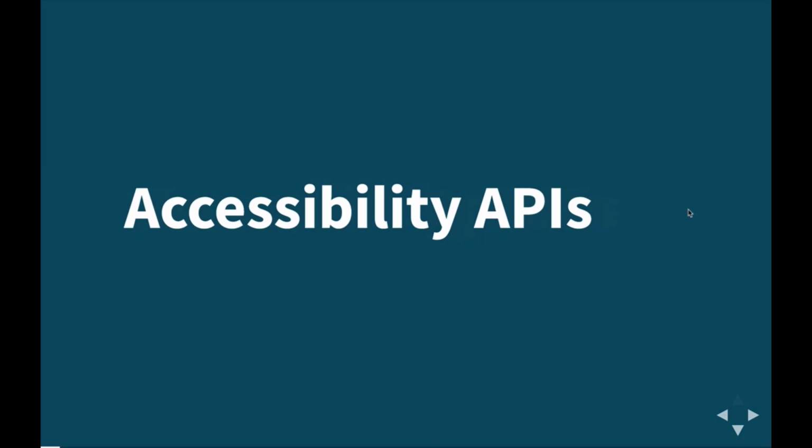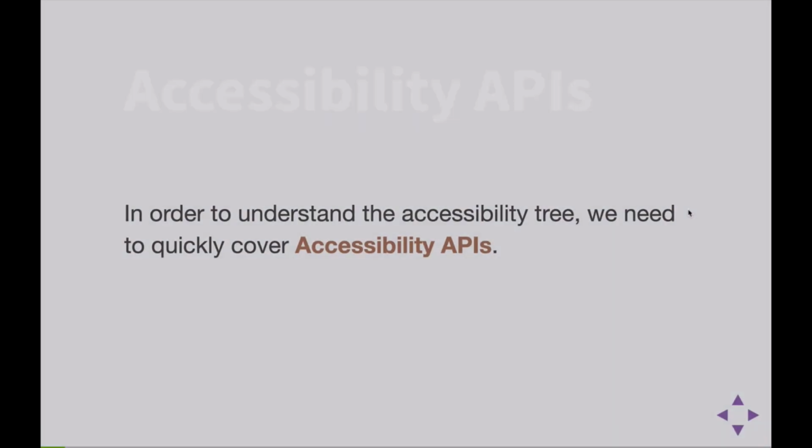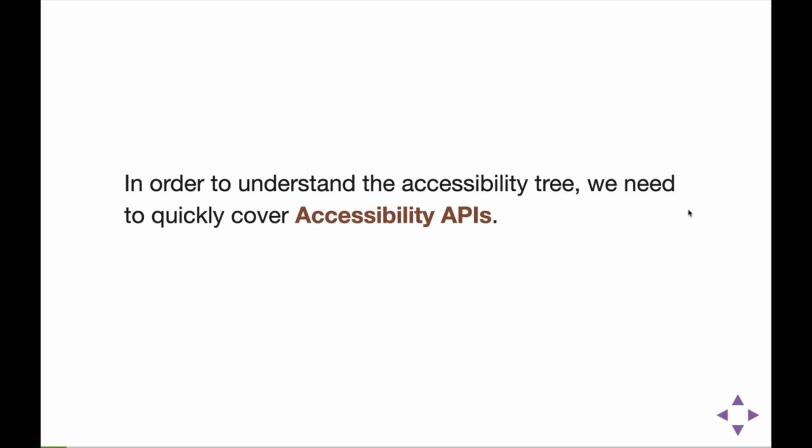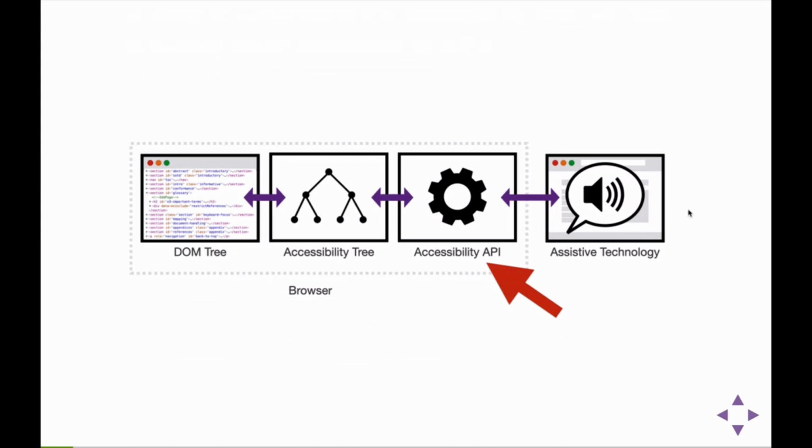So let's start with accessibility APIs. They're really important to understand because they have a big impact on the accessibility tree itself. So here we have a diagram, and there are four boxes sitting beside each other. From left to right, we have the DOM tree, the accessibility tree, the accessibility API, and the assistive technology.